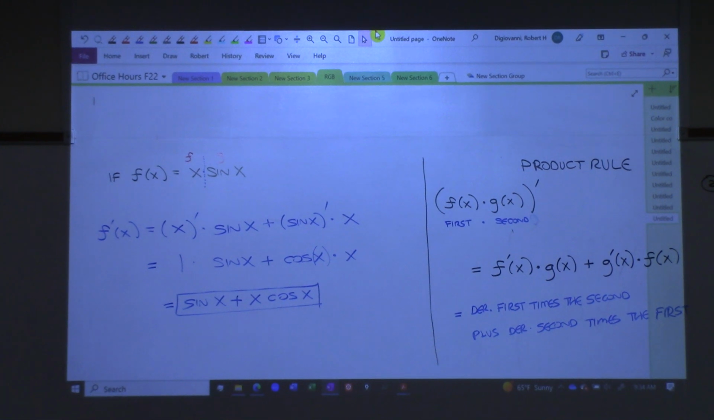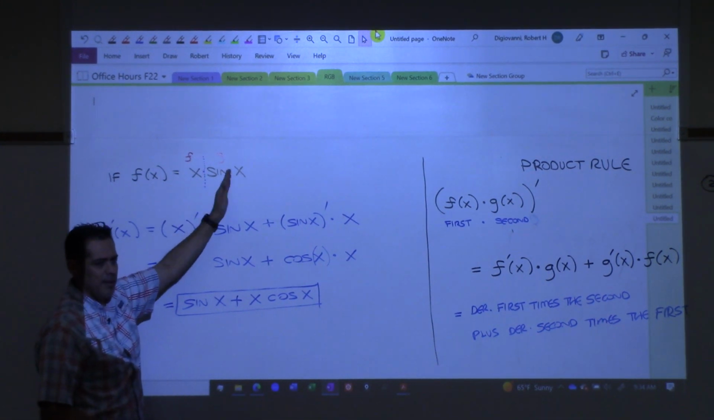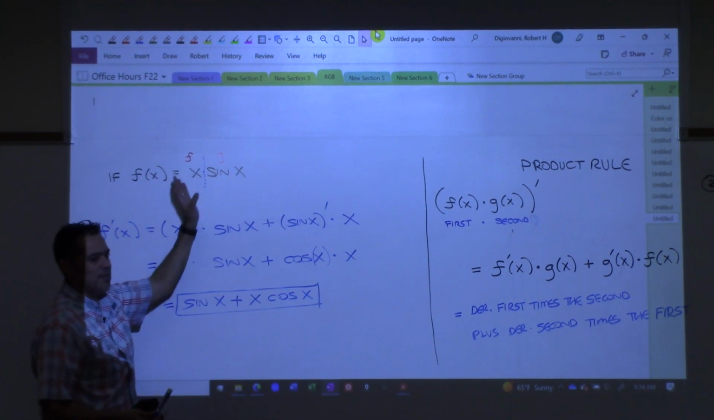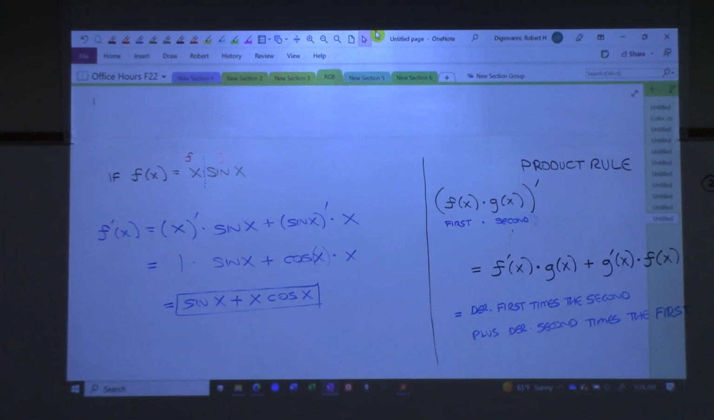That's a little more complicated than just taking the derivative of each one separately, right? Like it would have been really nice if that's what it was, but it's not. All right, you ready for another example?